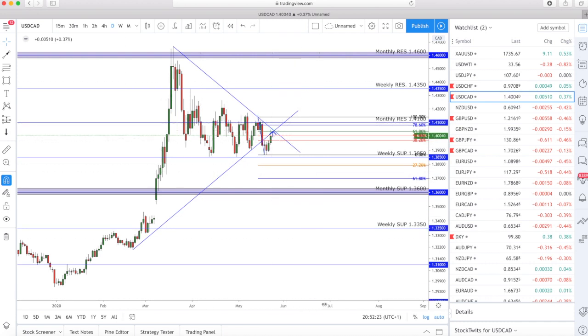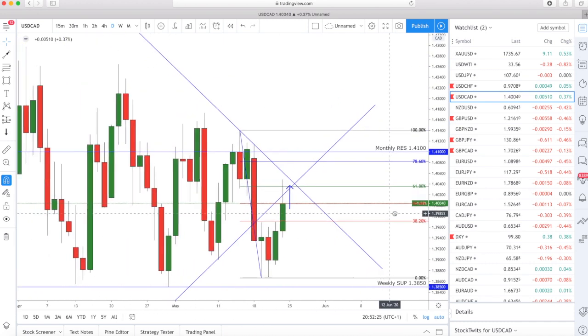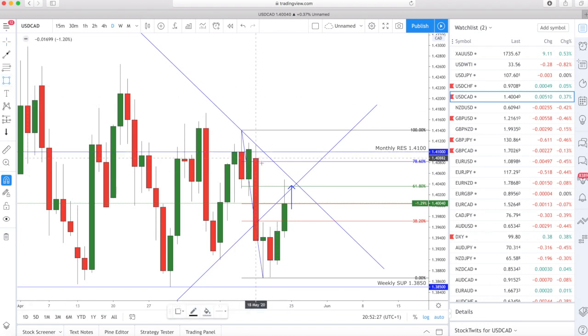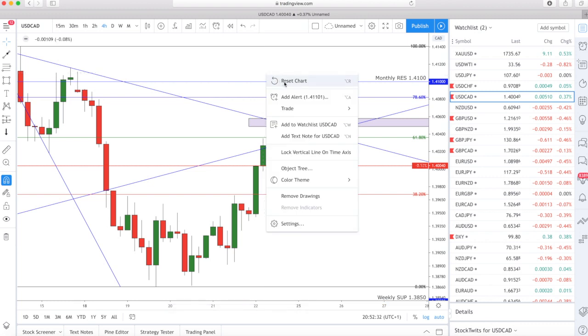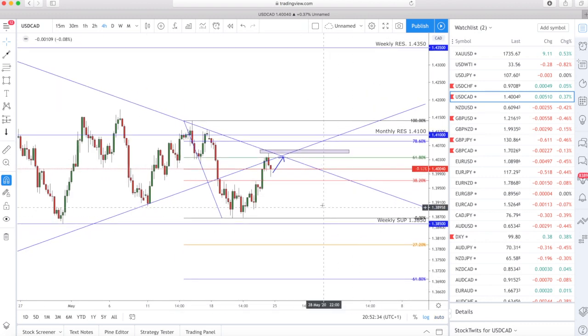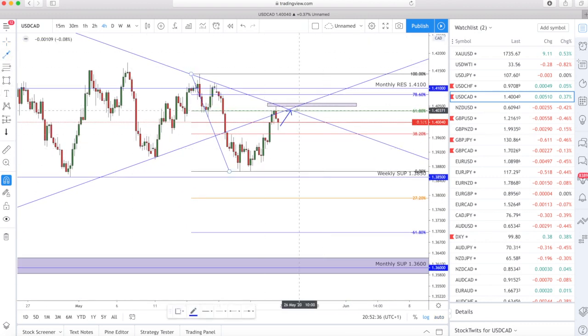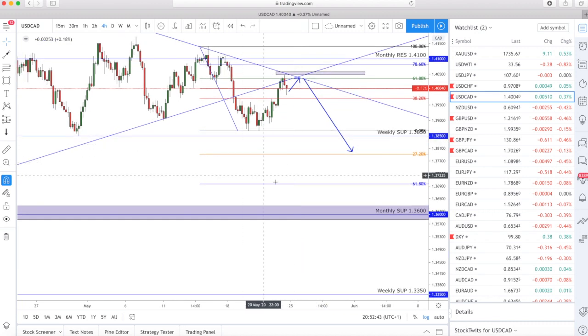See here, just zoom in for you. See, we just missed that. I'm looking for price to fill in this gap before then heading off to the downside. So first target 1.38, second target 1.37, and then maybe even monthly support of 1.36.